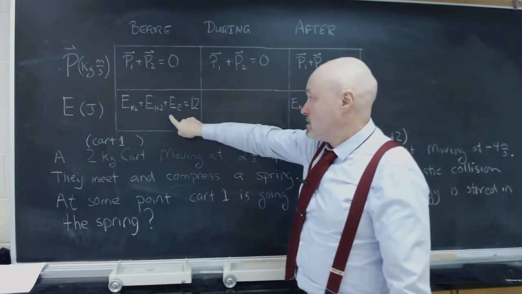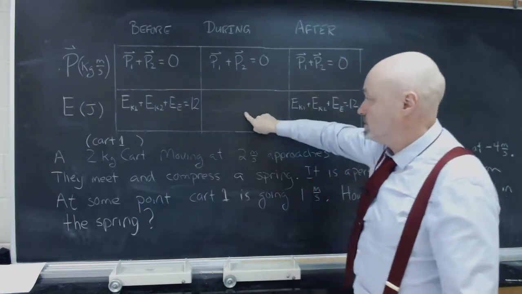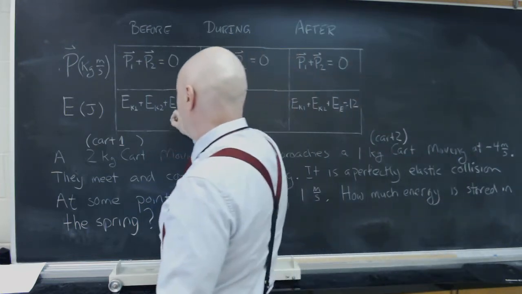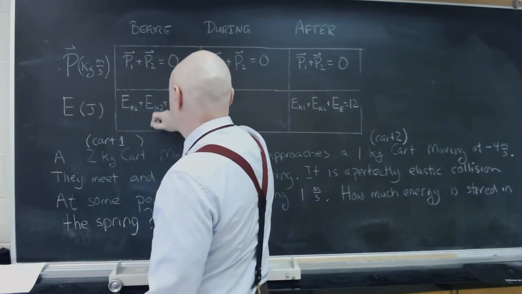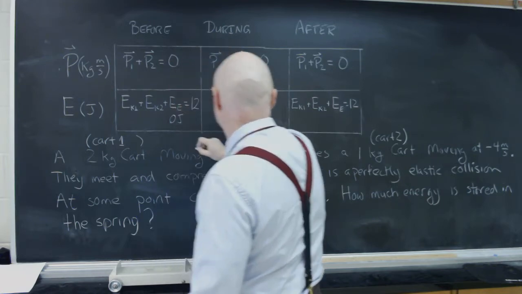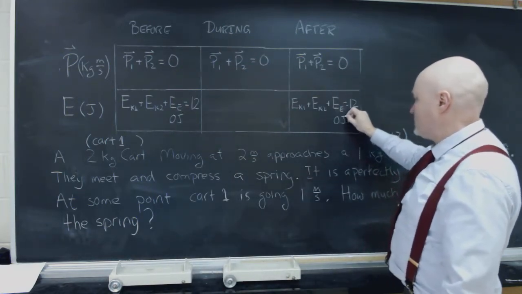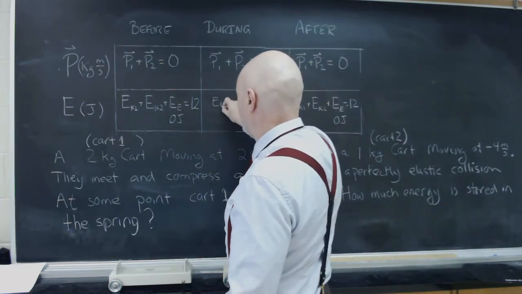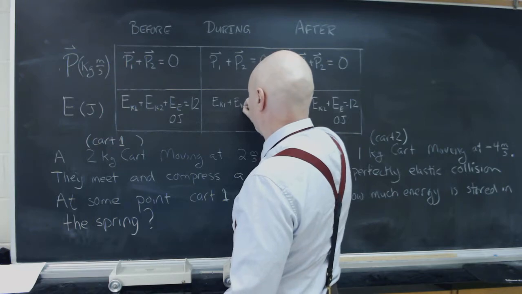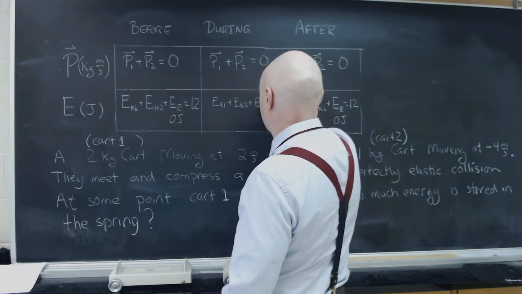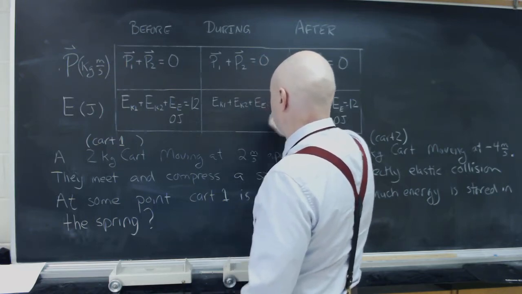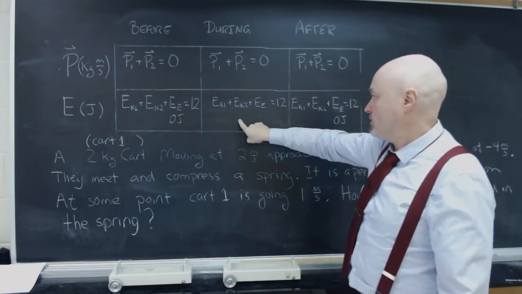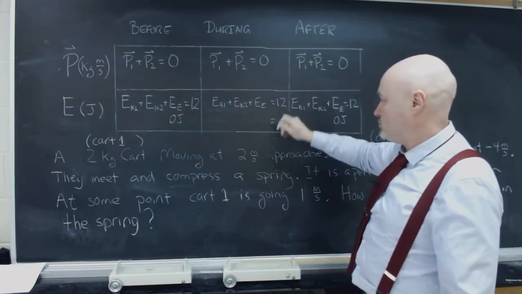Kinetic energy gets transferred from the carts into the spring and then back to the carts. And so initially, this is going to be 0 joules. And after, this is going to be 0 joules. But sometime in the middle, the elastic potential energy is no longer going to be 0, but all of the energy will still need to add up to 12 joules.